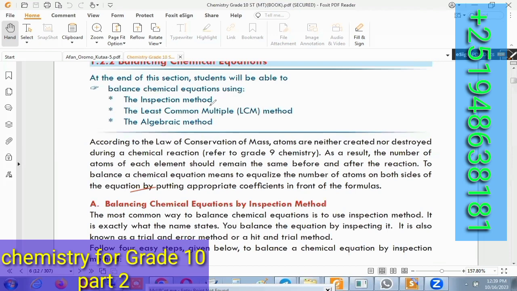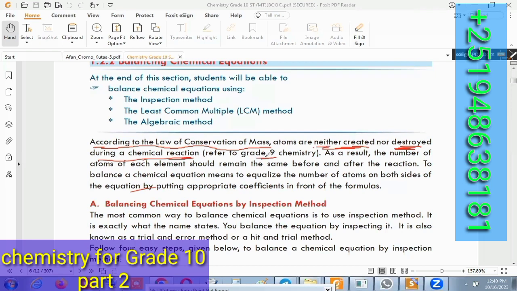Balancing chemical equation, according to the law of conservation of mass. According to the law of conservation of mass, atoms are neither created nor destroyed during a given chemical reaction.